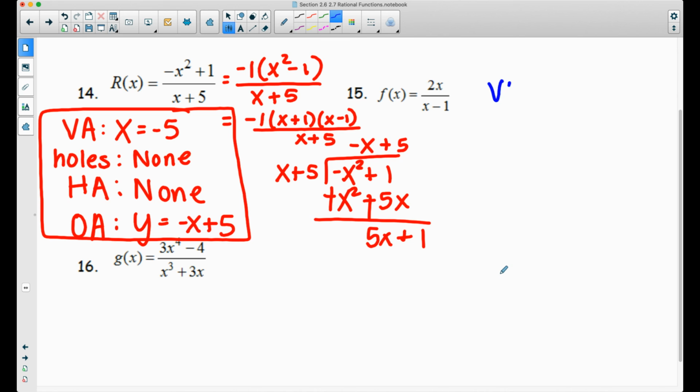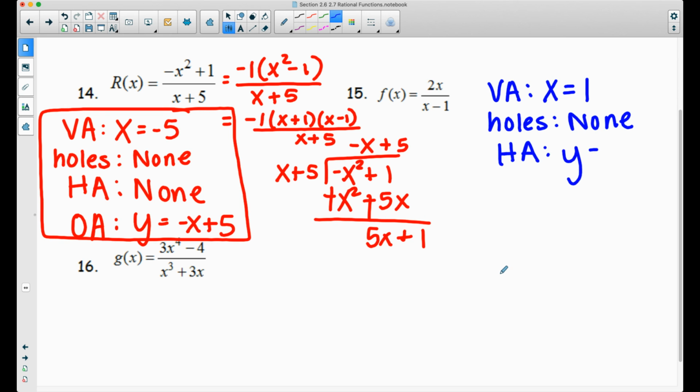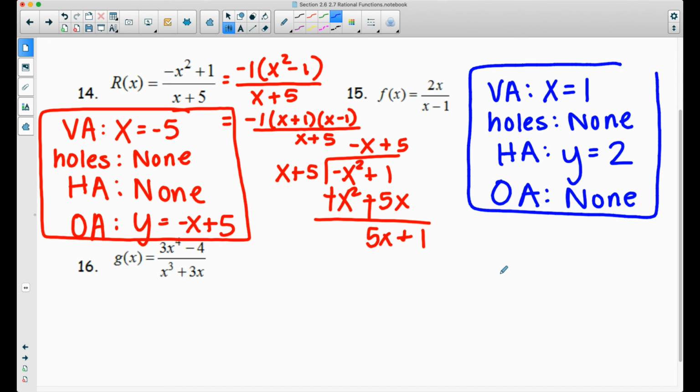Cannot factor it, so we jump right in. What's our vertical asymptote? X equals 1. Good. Do we have any holes? Nope. Horizontal asymptote. Who wins? It's a tie. So y equals 2 over 1, so just 2. And because we have a horizontal asymptote, automatically we do not have an oblique asymptote. Okay.